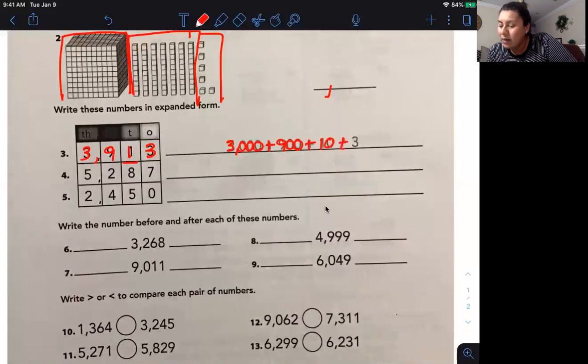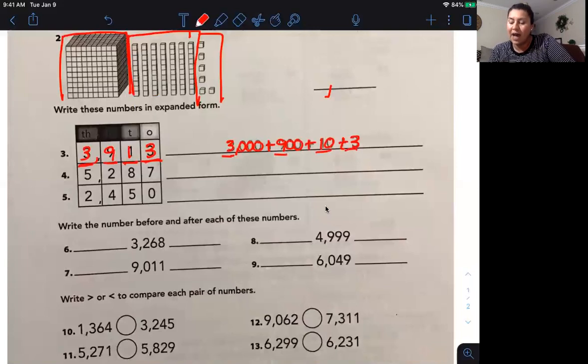And then what number's in the ones room? A 3. There we go. So you're going to do the same thing for the next one. Oh, before you start writing, make sure your number here matches the number here. 3,000, yes. 900, yes. 10, good. And 3, good. Okay, always check your work, friends.